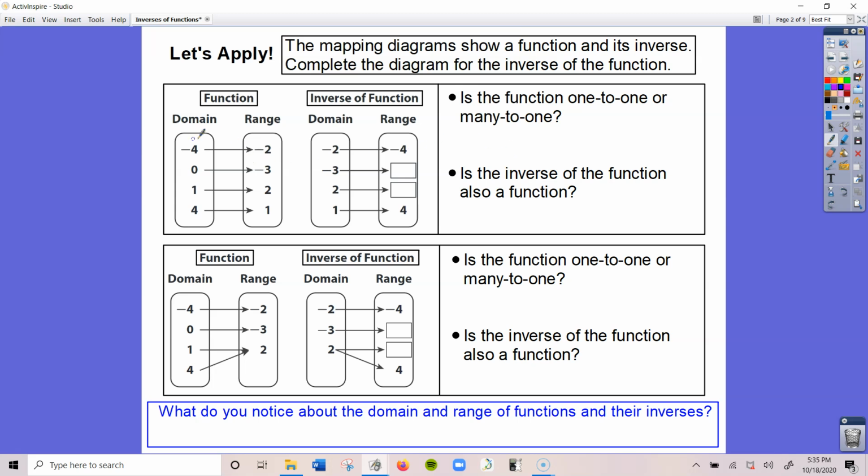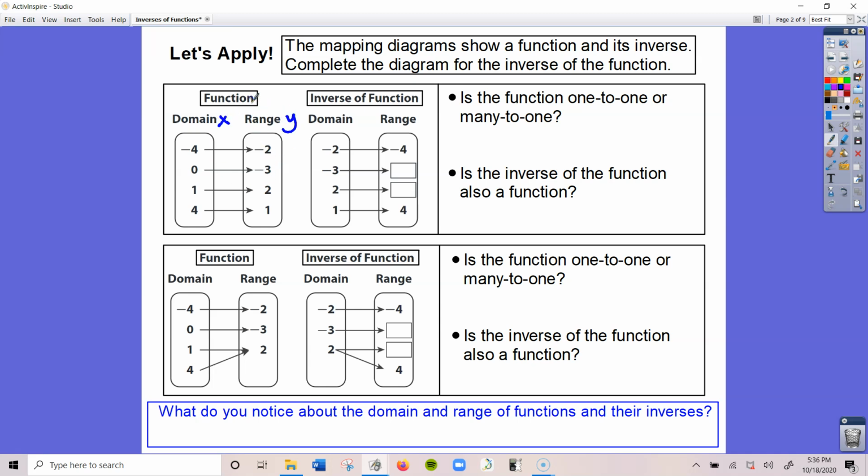Now here we have a little graph, or rather a visual representation of a function. We have the domain, which is -4, 0, 1, and 4, and then the range, which is -2, -3, 2, and 1. Remember, domain x's, range y's.